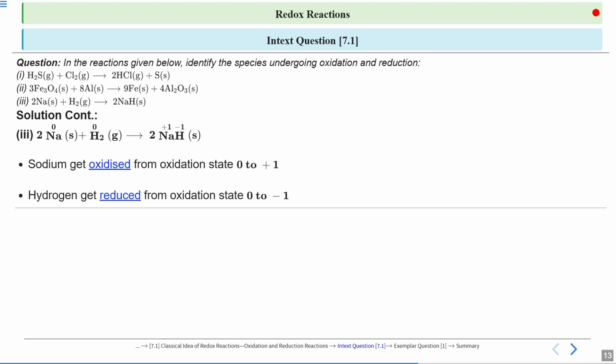So this is directly related with the loss of electron, as from 0 to +1 there is an increase in the oxidation number, and from 0 to -1 there is a decrease in the oxidation number, which means there is a gain of an electron. So we can clearly say here that sodium has been oxidized while hydrogen has been reduced.